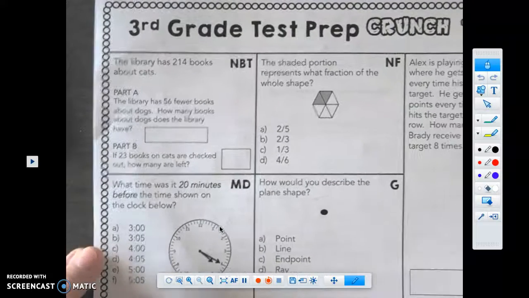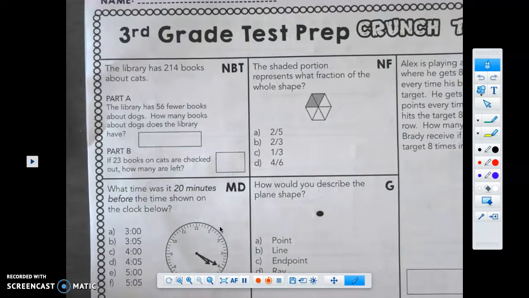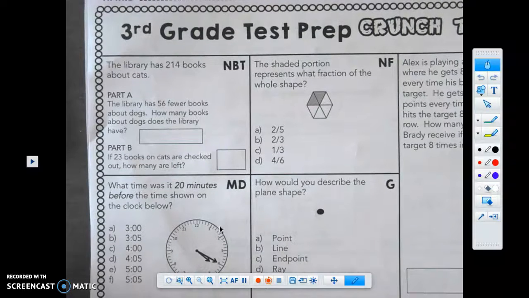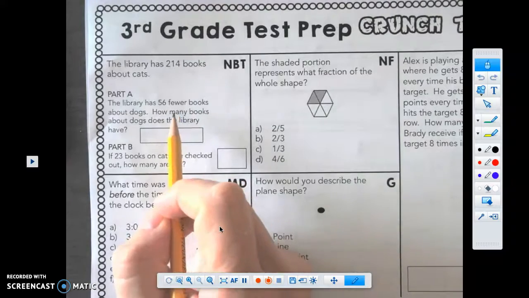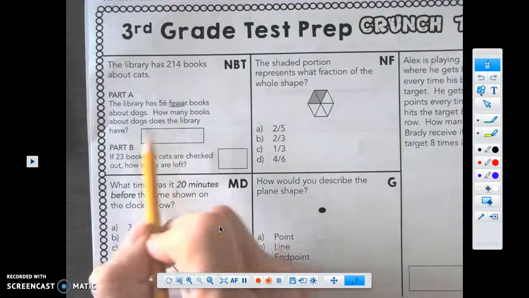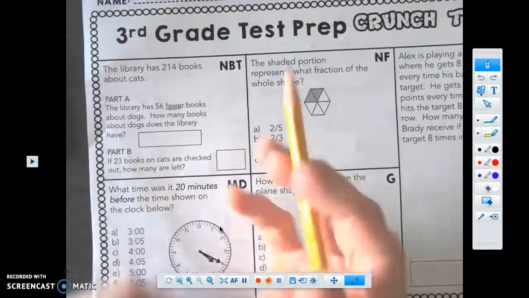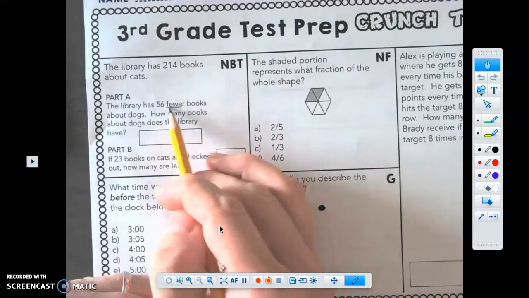So let's get started. The library has 214 books about cats. Part A. The library has 56 fewer books about dogs. How many books about dogs does the library have? So first, is it more or less than books about cats? Well, it's less than the books about cats because it's fewer.